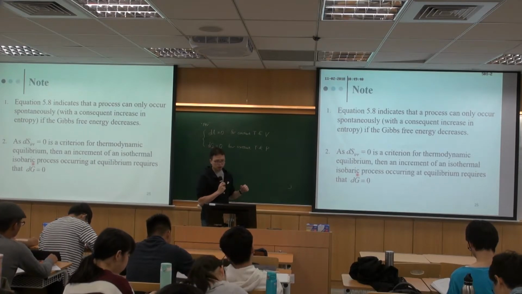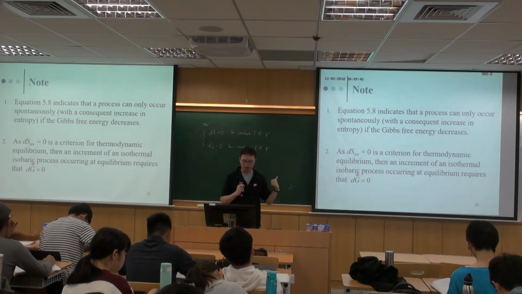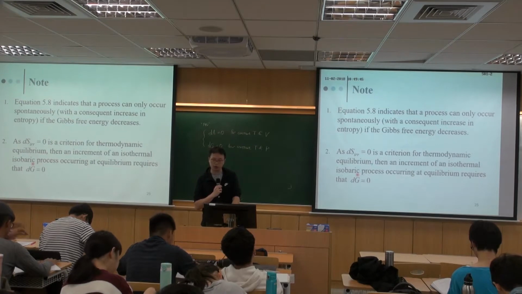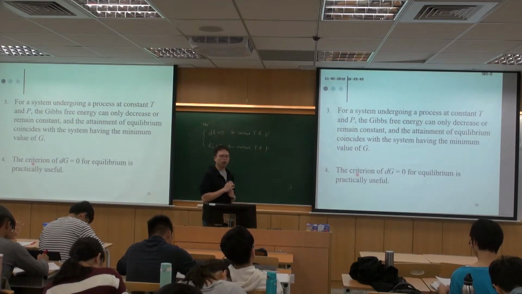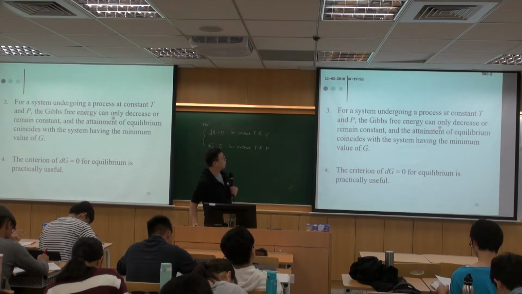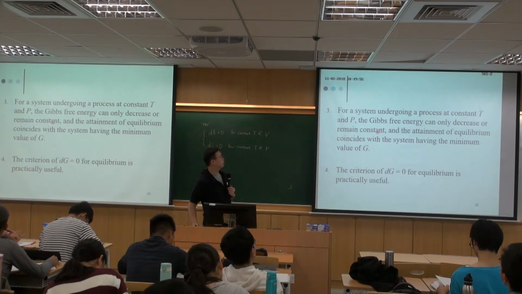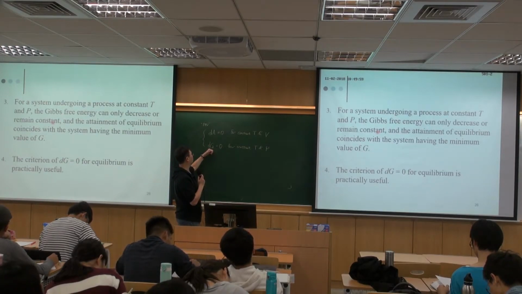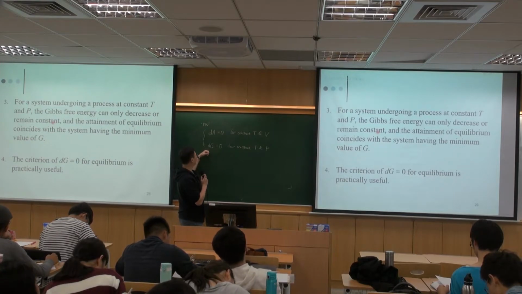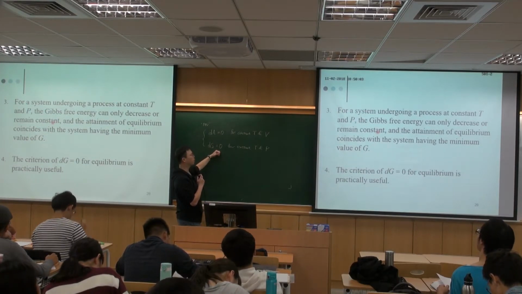Okay. So for isothermal, isobaric, you use the Gibbs free energy to judge the equilibrium. And for a system undergoing a process at constant T and P, the Gibbs free energy can only decrease or remain constant. So in the reversible process, we know that the change of Gibbs free energy will always be 0.